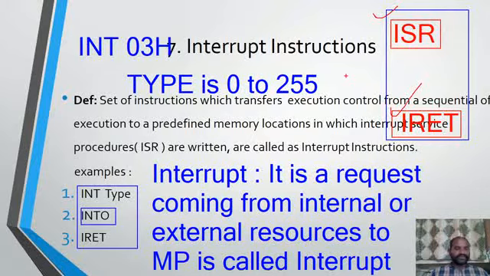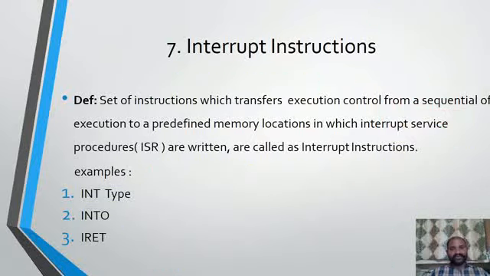So this is about the interrupt instructions. How many instructions are there? Three instructions are there: INT type, INT 03, and INTO. Type is a value varying from 0 to 255, which in hexadecimal is 00H to FFH. The next one is INTO, which is the interrupt on overflow.